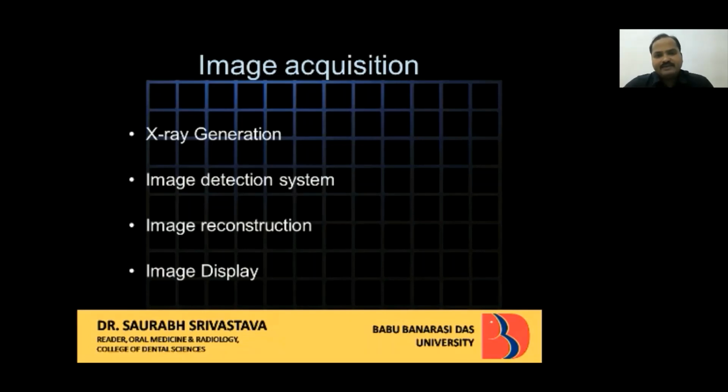Then what are the various parts of this image acquisition? So the image acquisition is done basically by four things. First is X-ray generation. Second is image detection system. Third is the image reconstruction. And fourth is the image display. Okay.